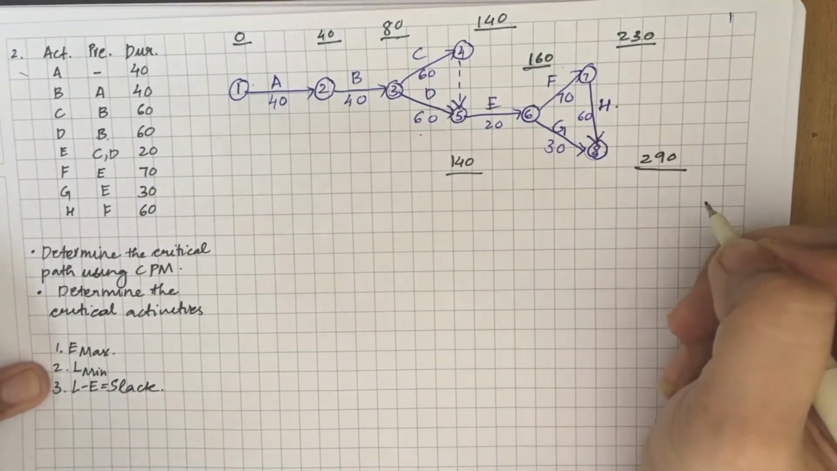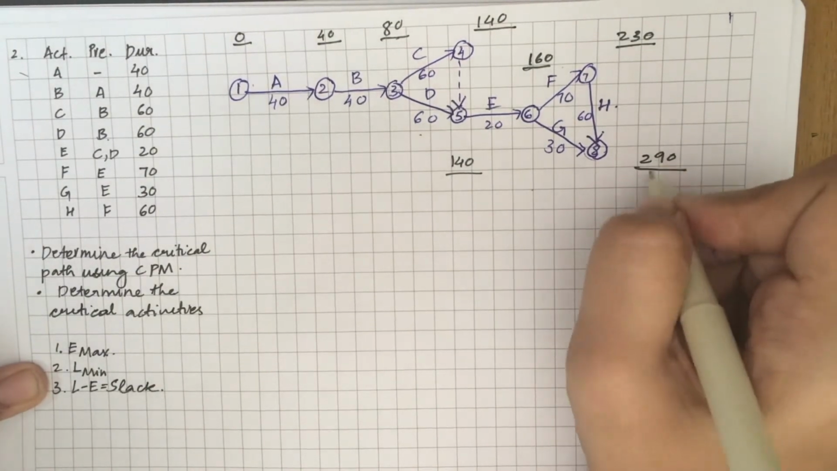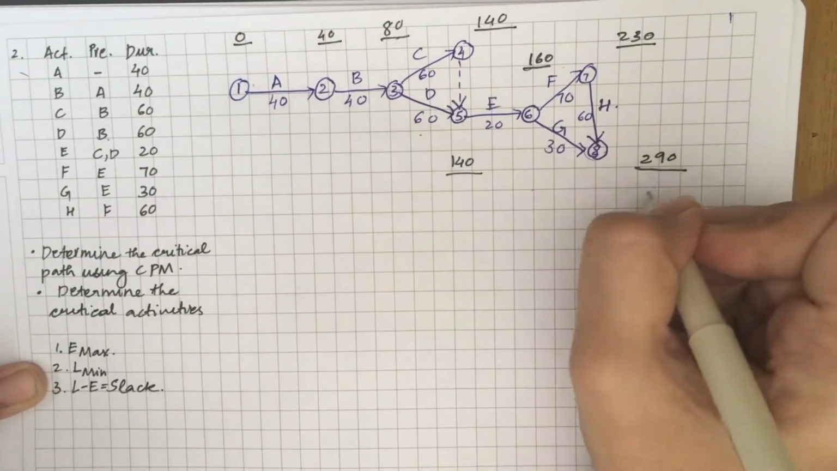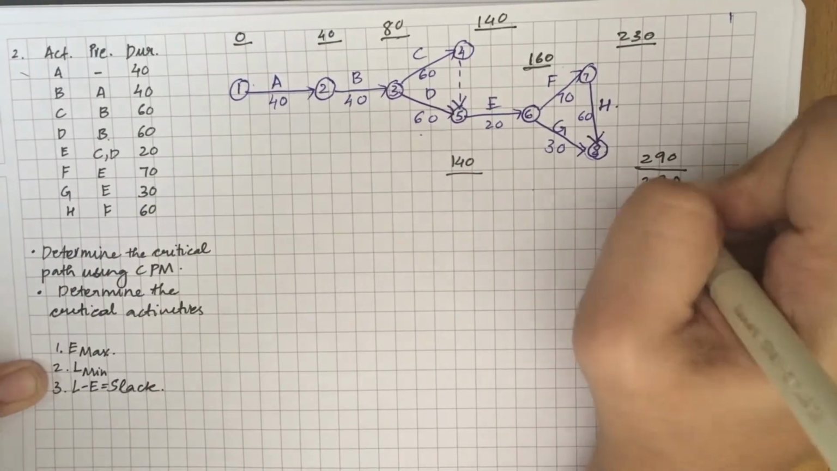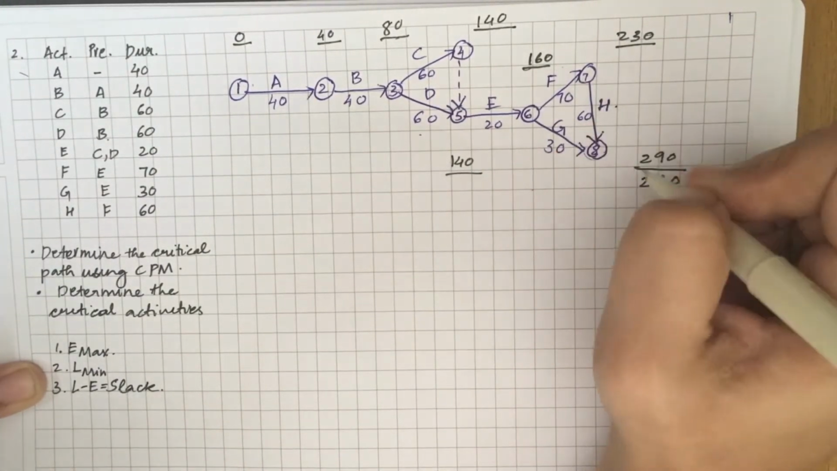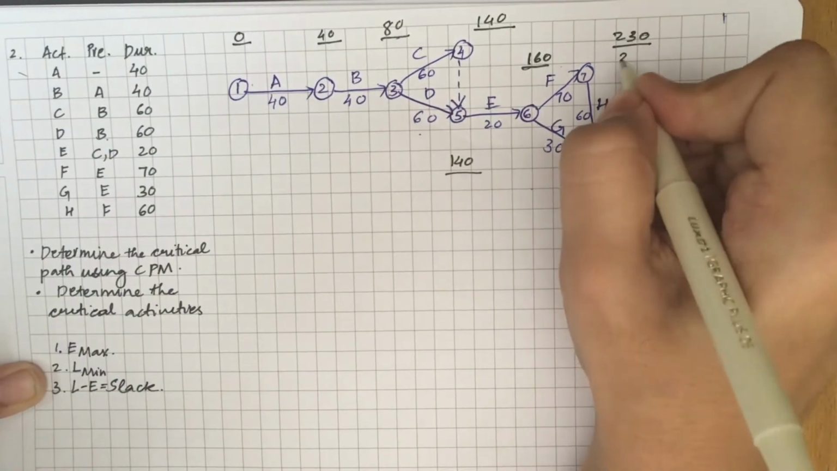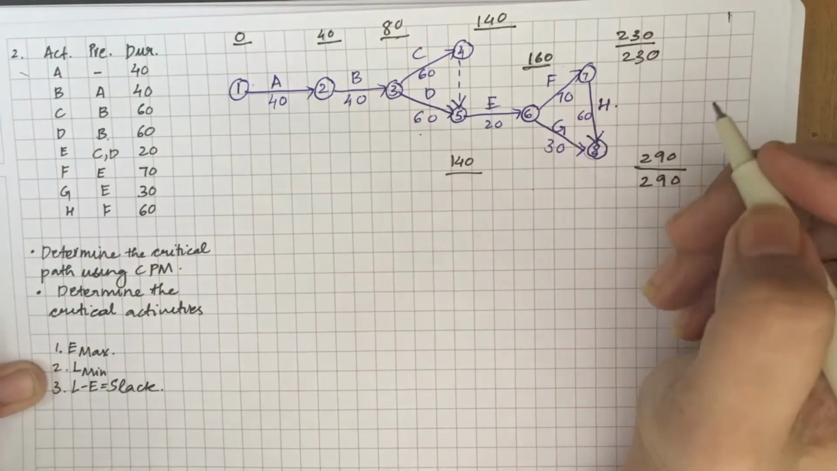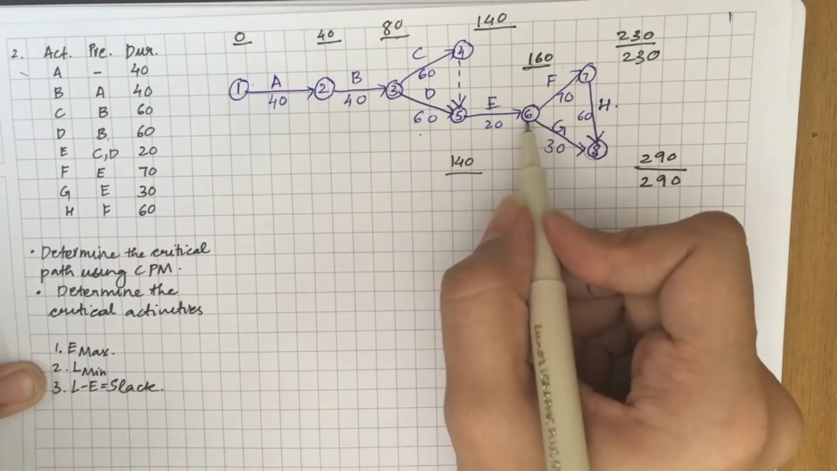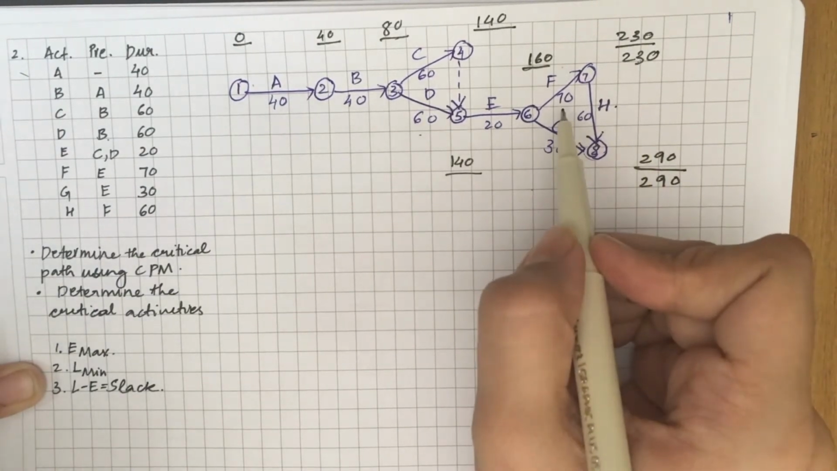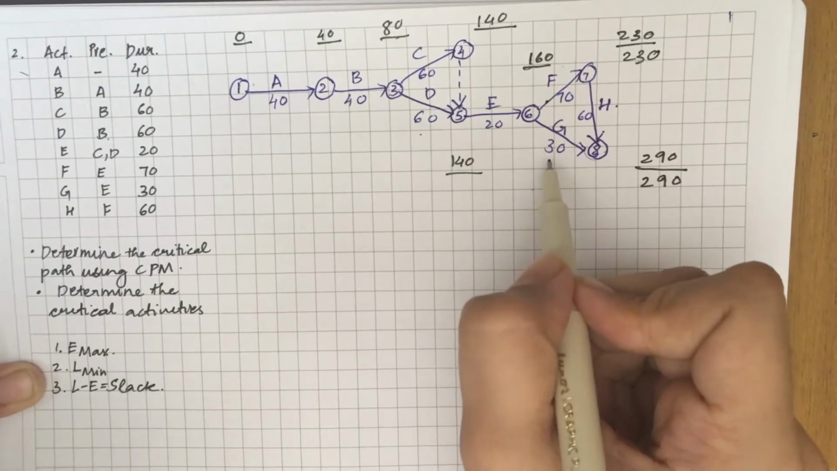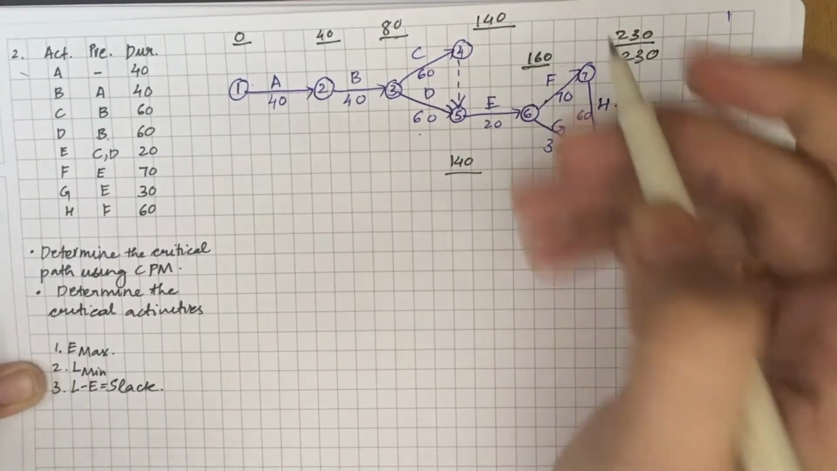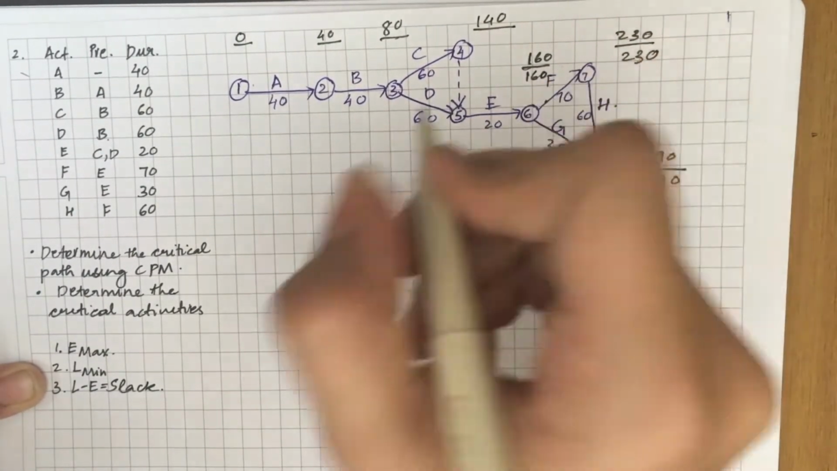The second step is to calculate L minimum. L for the last event is same as the E value, 290. Now for the seventh event, 290 minus 60, 230. For the sixth event, it is 230 minus 70, 160, or 290 minus 30, 260. So we will take the smaller value, 160.